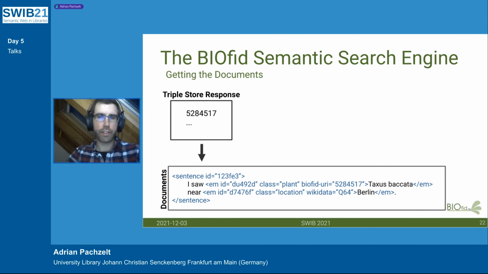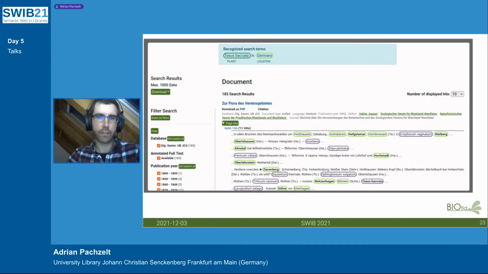Finally, the triple store database response is just thrown against the document database, and the document database will find it, not because it is looking for Taxus baccata, but because it has also indexed the ID of the annotation, and it's treating it like a word. It doesn't care if it's a proper word or an ID. And then we get back our documents that are then presented on the portal. The HTML is already stored, so I mostly don't have to do too much to get a presentation ready.